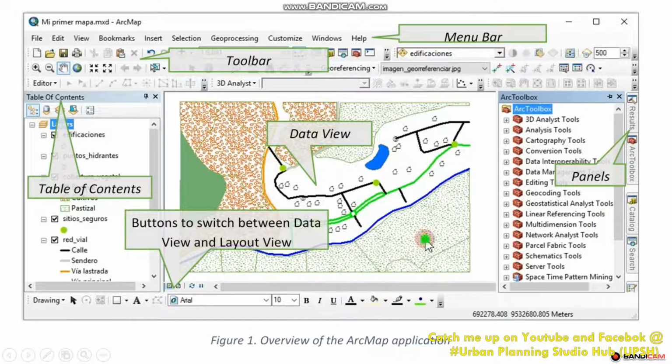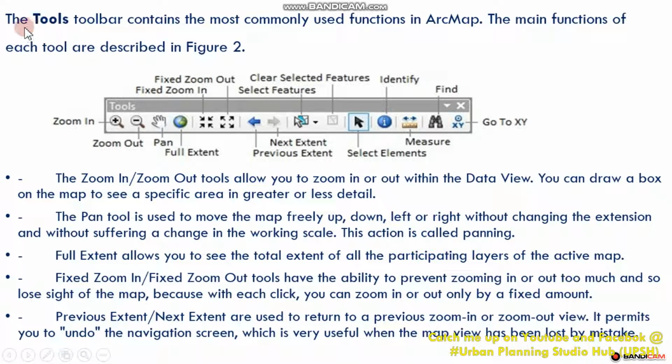Okay, so let's continue. Now the toolbar contains the most commonly used functions in ArcMap or ArcGIS. The main function of each toolbar is described in figure 2. Now this entire toolbar is called the standard toolbar. We use it a lot. The arrow here, the search arrow with the plus, is when you want to zoom in. This is where you zoom out. This is where you pan, full extent. This is fixed zoom in, fixed zoom out. This is clear selection, selected feature.